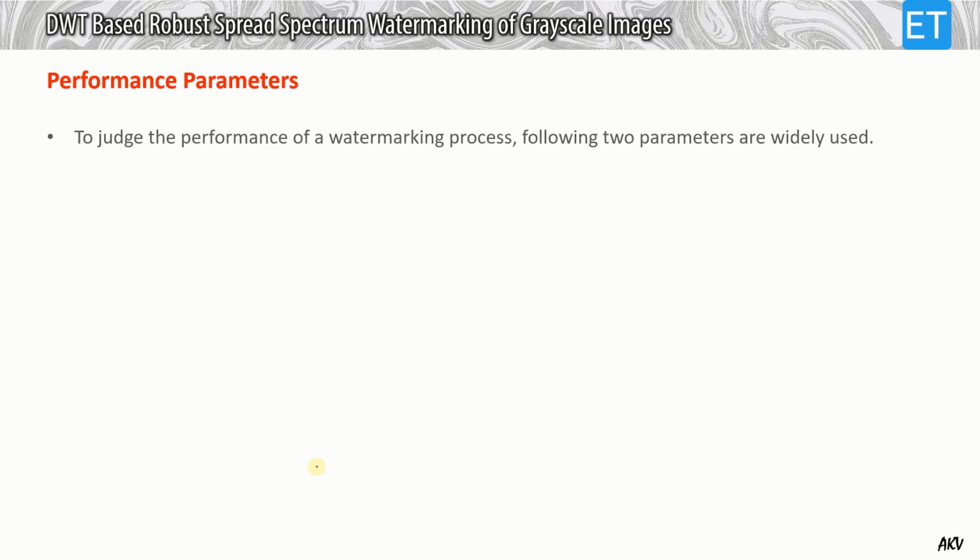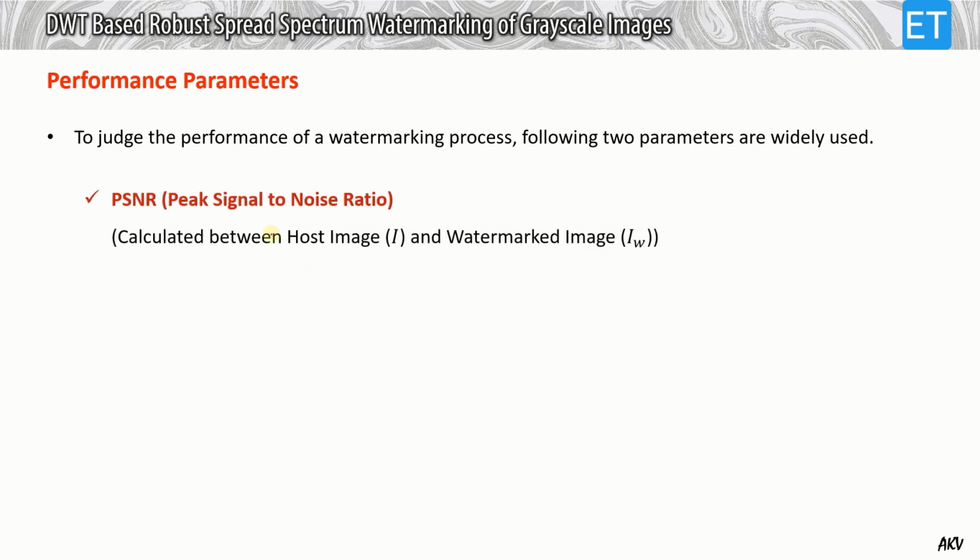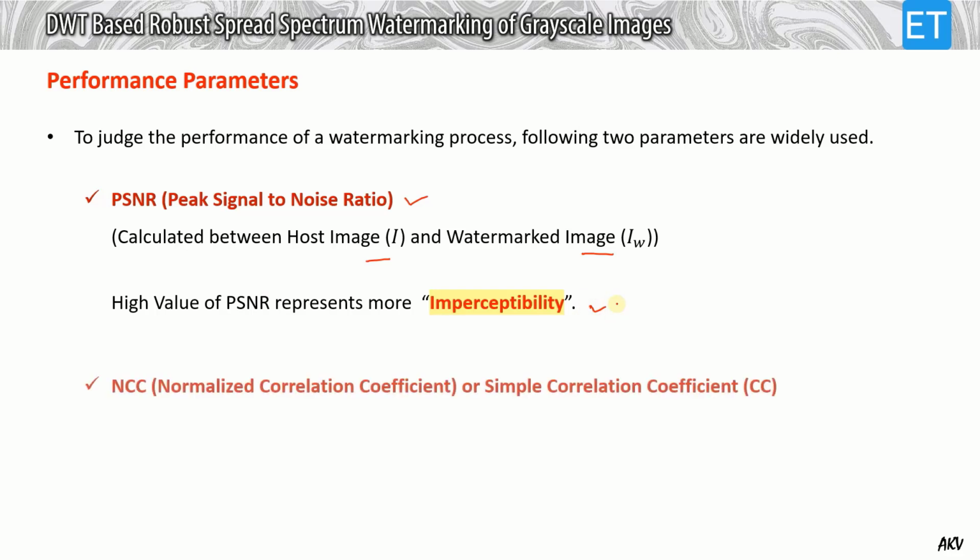Now let's go for the performance parameters. To judge the performance of a watermarking process, the following 2 parameters are widely used. One is the PSNR, that is the peak signal to noise ratio, which is calculated between the host image and the watermark image. And a high value of PSNR obviously represents high imperceptibility, and that is required also.